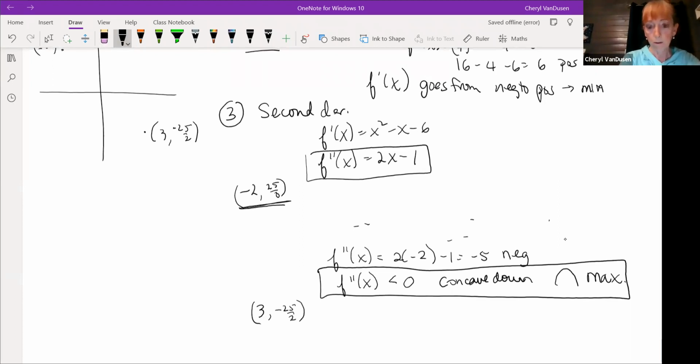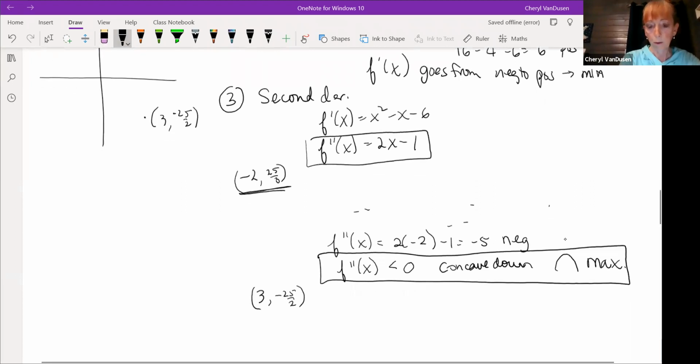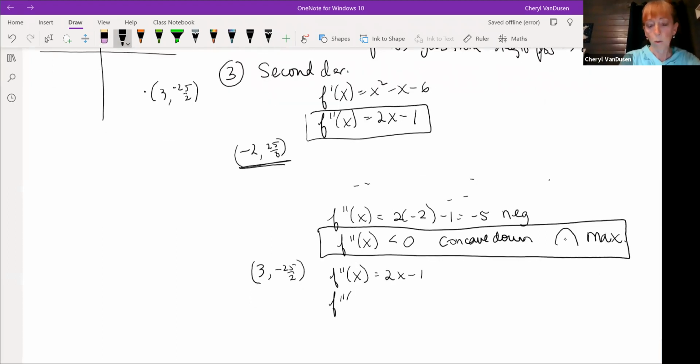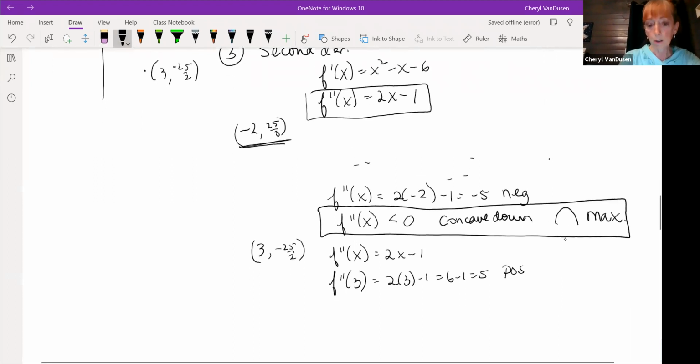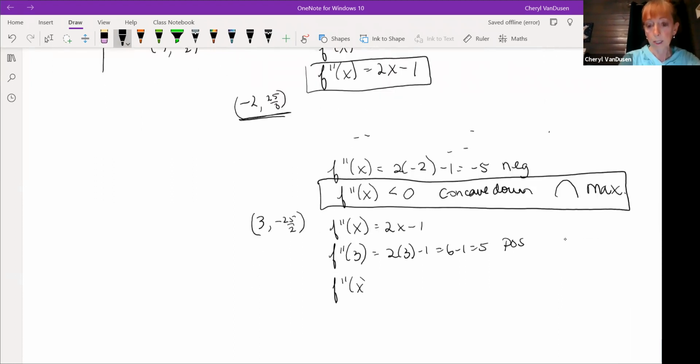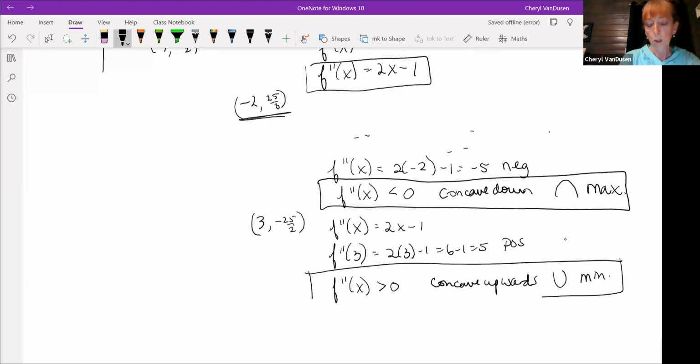So the same thing. We're going to take the second derivative and put 3 in. Really just concerned with positive, negative. So 6 minus 1 is 5, which is positive. That tells us that f double prime of x, the second derivative, is greater than 0, which means it's concave upwards. Concave upwards looks like this. Therefore, it's a minimum, which is what we already knew we were getting to, but that's the third test. So lots of work to flush out the 3 different ways.